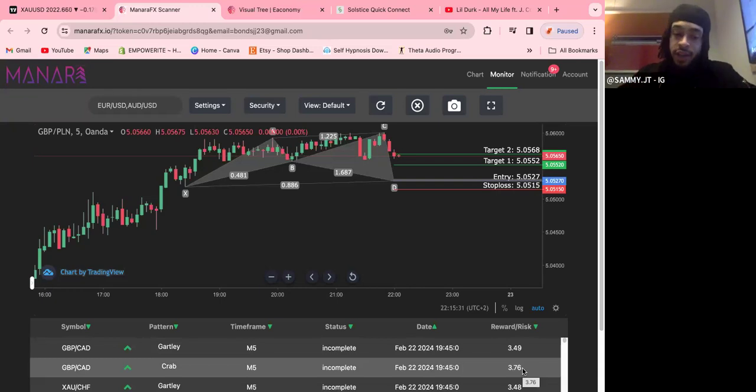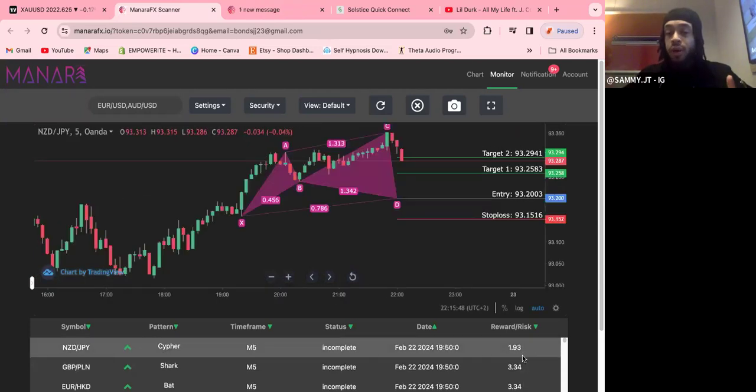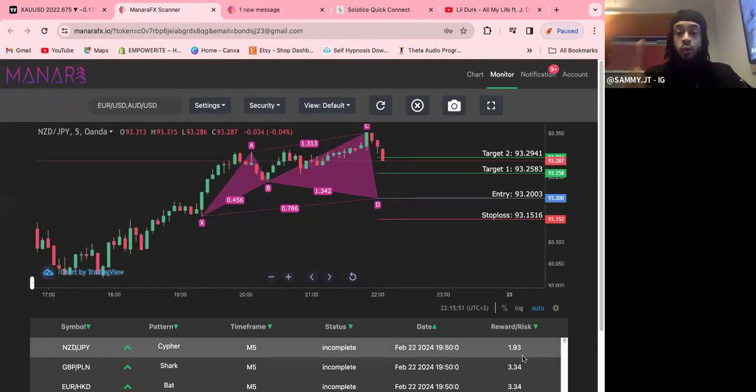Me personally, I never take a trade that is less than 1 to 3, because it doesn't make sense as a return on investment. Let's just say, for example, you lose 2 trades. Let's say you take a 1-to-1 risk to reward. So if you take this first trade of 1 to 1.9, if you win 1, that's fine.